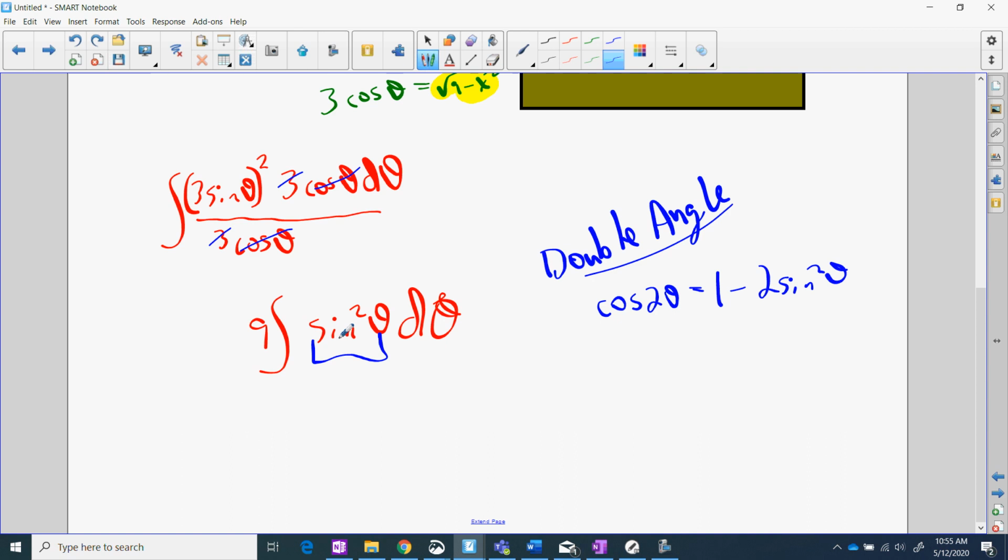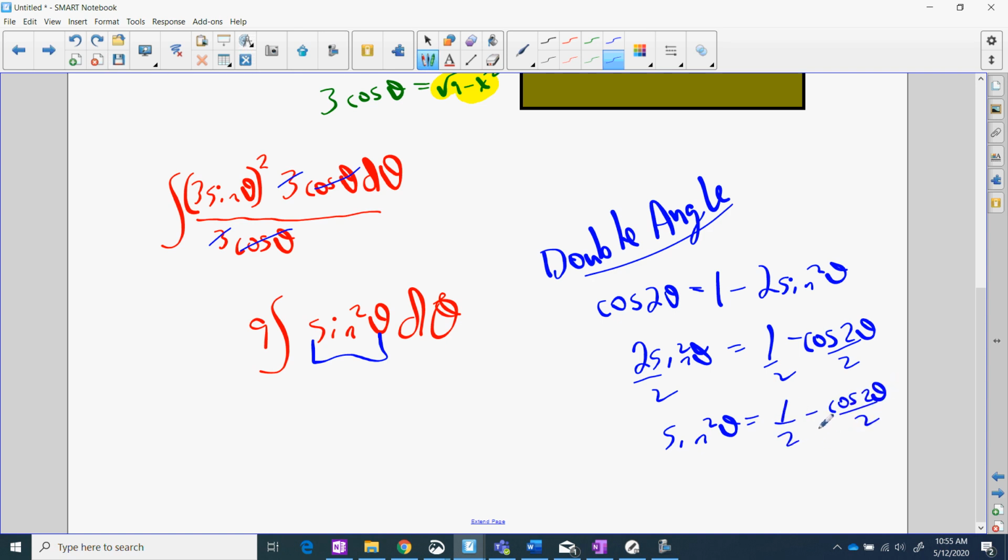Now, if that was secant squared theta, I'd have no problem, because that is the derivative of tan. But sine squared theta is not the derivative of some trig function, so I've got to do some manipulating. I'm going to move this over here. Let's say 2 sine squared theta would equal 1 minus this. I'll divide everything by 2. And I've got sine squared of theta is equal to 1/2 minus cosine 2 theta over 2.